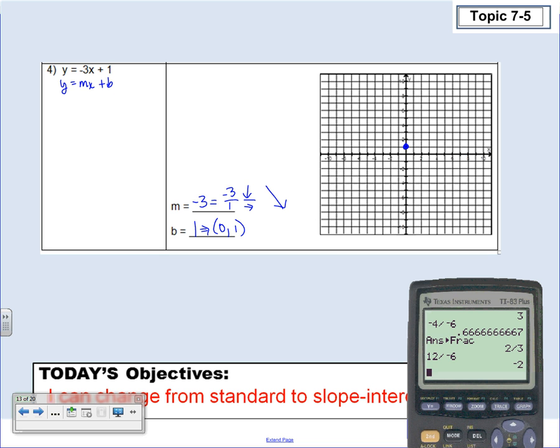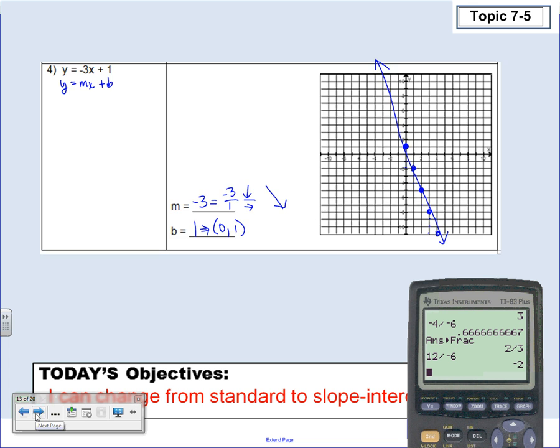Let's draw it. Starting from our beginning point of 0, 1, we'll go down 3, 1, 2, 3, to the right 1. Down 3, to the right 1. Down 3, to the right 1. And down 3, to the right 1. Connect those dots. And we have completed our line.